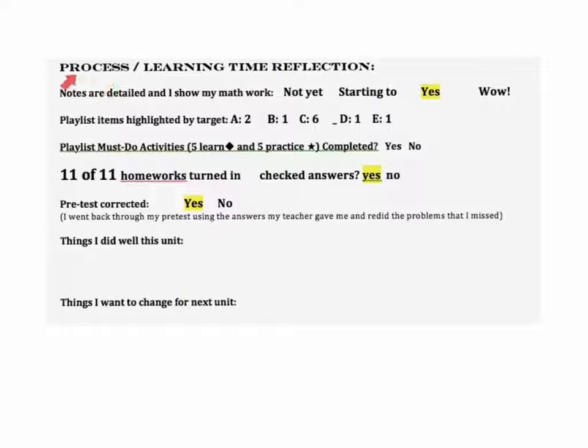So the bottom half of the page is the process learning time reflection, and the goal with all of this is basically for you and the student, hopefully, to demystify the process that led to the growth that you saw above in the scores, or the lack of growth. So I want to go through these one at a time. So the first, we start with the notes are detailed, and I show my math work.